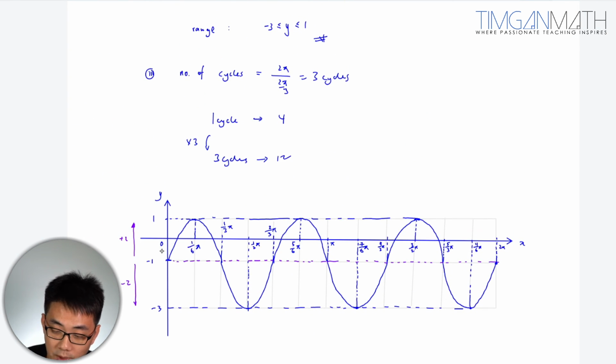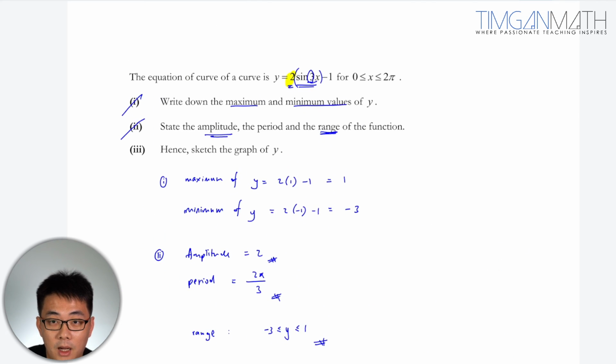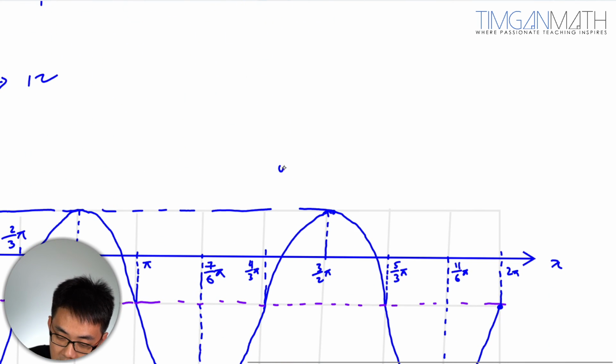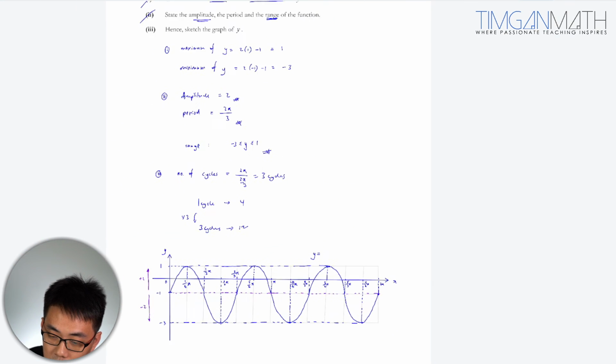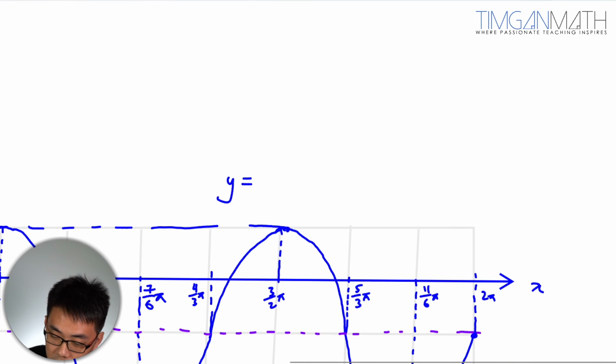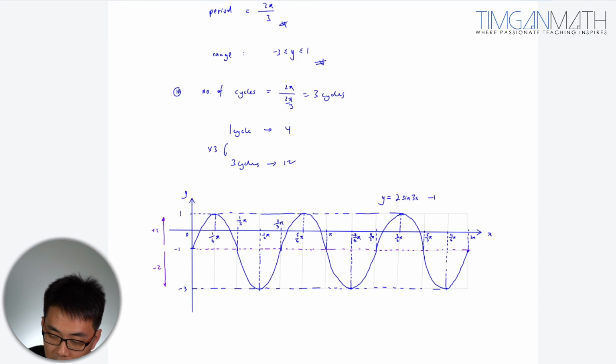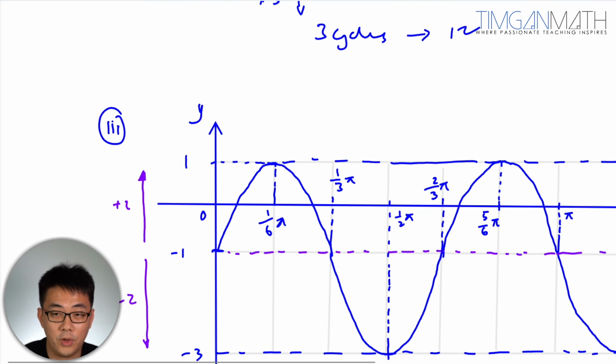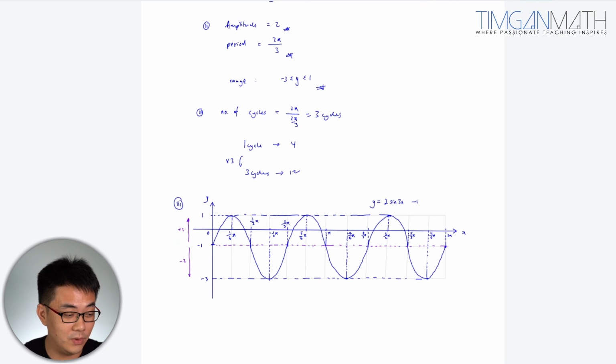When you add it up, you should end smack at 2 pi. So this is y equals 2 sine 3x minus 1. That's how you do this question proficiently. If you have any questions at all, please let us know. Keep practicing, and I'll see you in the next question.